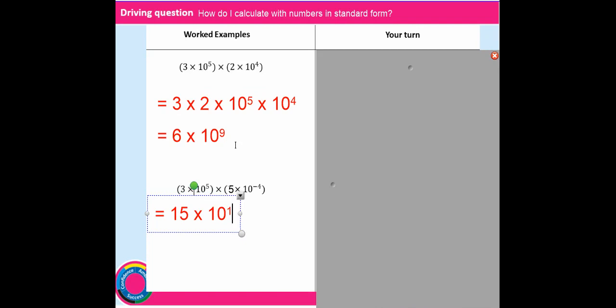Is that in standard form? Why not? Why is this number here not written in standard form? Think back to last lesson. What's wrong with this number? This number needs to be between 1 and 10. It's actually 15 at the moment, so this number isn't in standard form. That number needs to be 1.5.